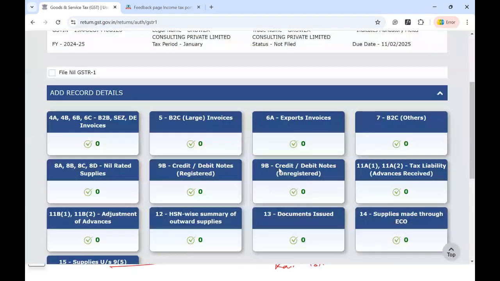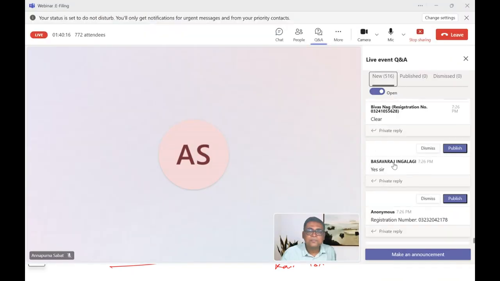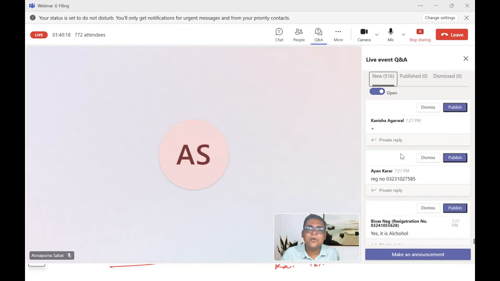Again, credit note and debit note. If it is issued to a registered person, we use this one. If it is issued to an unregistered person, then we are supposed to use this table 9B, unregistered credit debit note. And for registered, what is credit note and debit note?